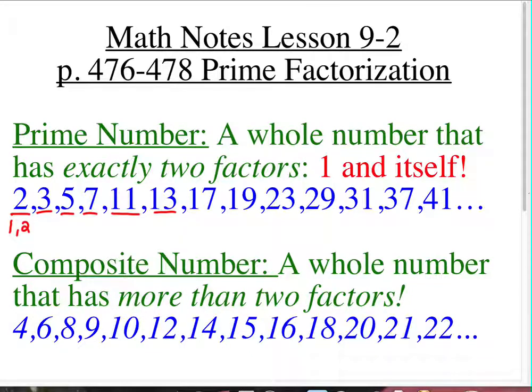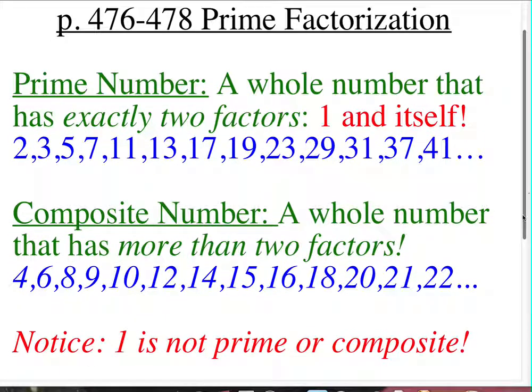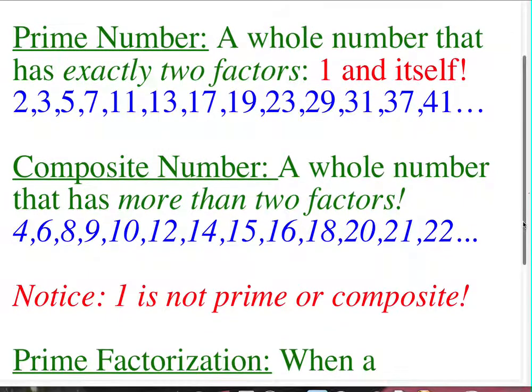Well, what about the numbers that aren't prime? They are called composite. Composite numbers are whole numbers that have more than 2 factors. So they can be divided by 1 and themselves and then something else. So if I'm looking here at this list of composite numbers, I look at 4. What can 4 be divided by? 1 and 4 and 2, right? So it has 3 factors, 1, 2, and 4. That's what makes it composite.